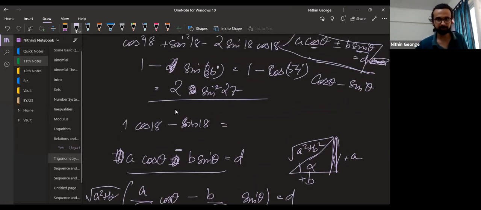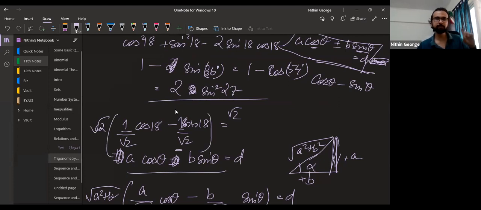So here, the coefficients are 1 and minus 1. Did you get that? So what will I divide by? I'll divide by root 2. So this becomes 1 by root 2 cos 18, minus 1 by root 2 sin 18, into root 2. Guys, any doubts here?